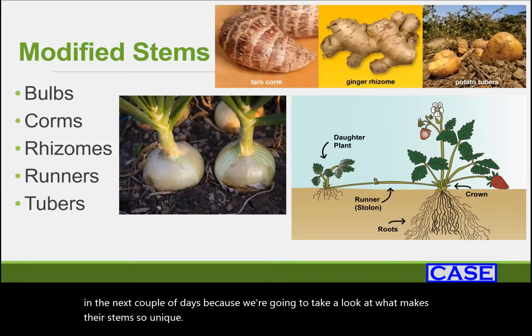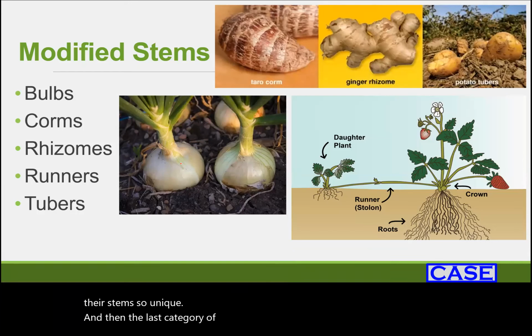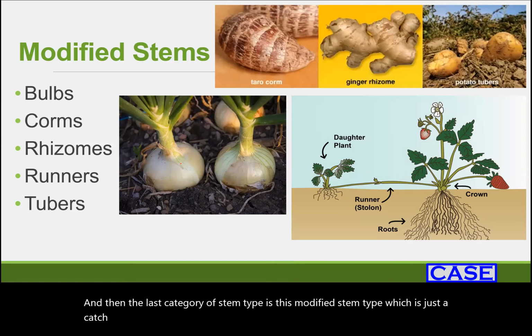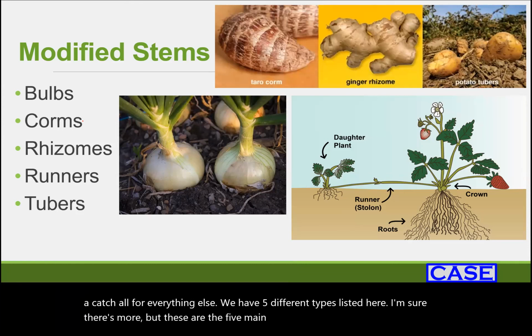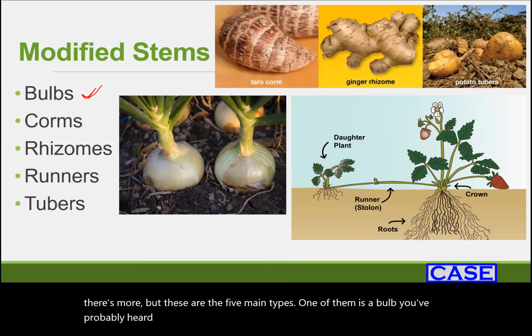And then the last category of stem type is this modified stem type, which is just a catch-all for everything else. We have 5 different types listed here. I'm sure there's more, but these are the 5 main types. One of them is a bulb. You've probably heard of a bulb before. Here's an example of a bulb. These are onions.